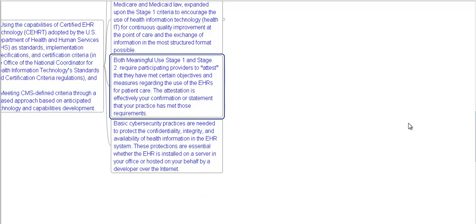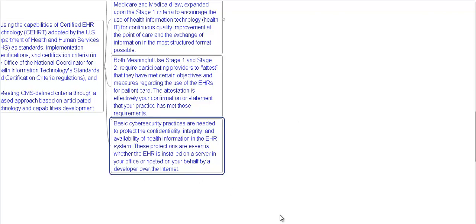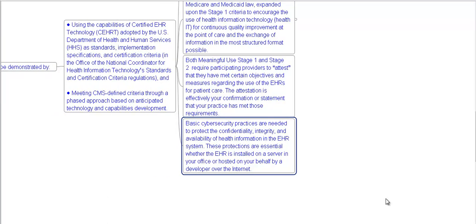Both meaningful use stage 1 and stage 2 require participating provider to attest that they have met certain objective and measure regarding the use of electronic health record for patient care. This attestation is effectively your confirmation or a statement that your practice has met this requirement. Basic cybersecurity practices are needed to protect confidentiality, integrity, and availability of health information in EHR system. These protections are essential whether the EHR is installed on server in your office or hosted on behalf by developer or internet.